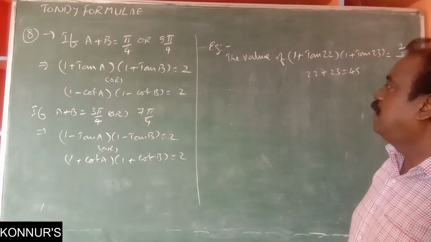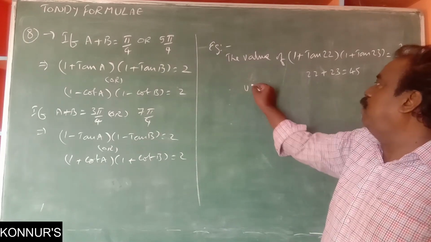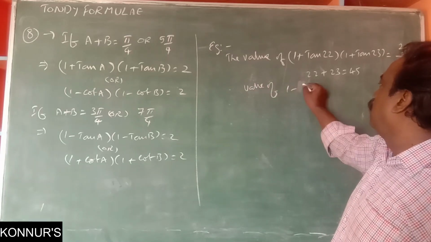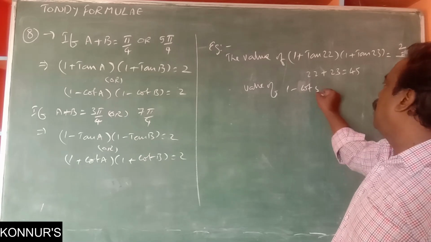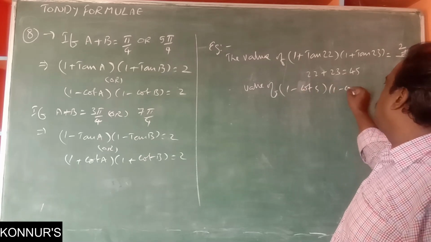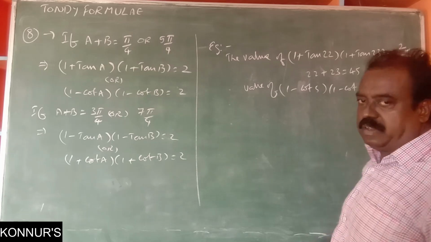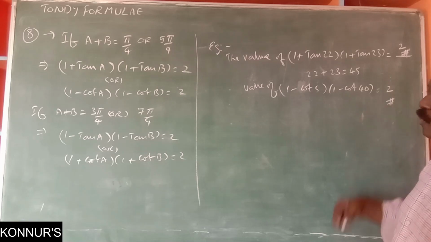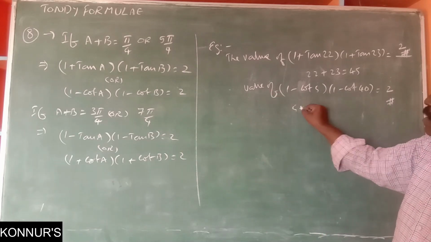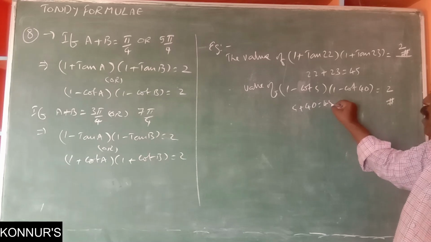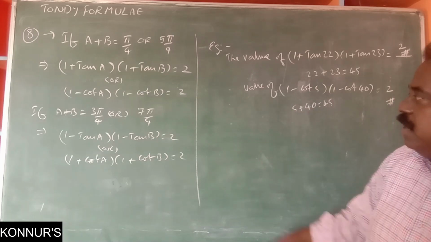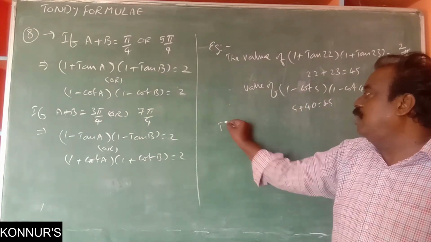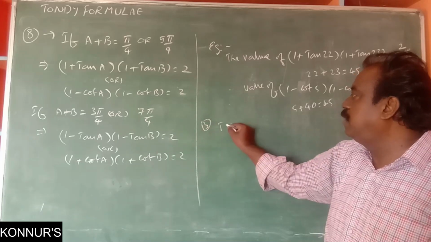Okay now. Suppose the value of (1 minus cot 5) times (1 minus cot 40) is there. Also the same, the answer is 2. Why? Because here 5 plus 40 is equal to 45, by using that formula. This is (1 minus cot A) times (1 minus cot B). You see, one more example.